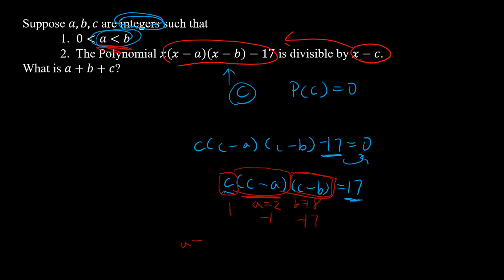So what's a plus b plus c? It's 1 plus 2 plus 18, which is 21. That's the correct answer.